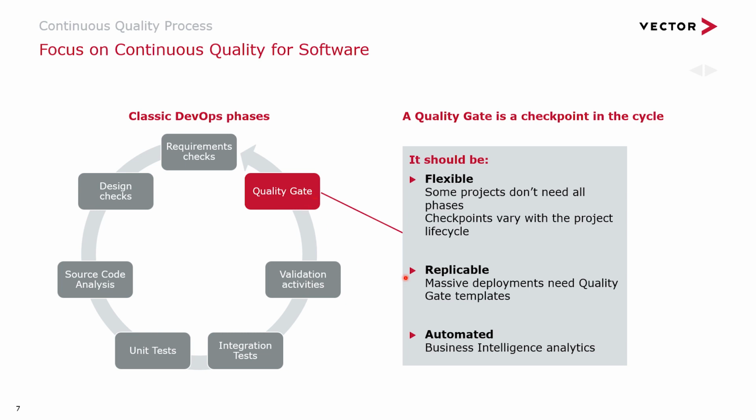It has to be replicable. If you spend the time defining a quality gate, it has to be relevant for a project, but it is also relevant for other projects. So it has to be applicable, replicable. And then, since we are in the DevOps environment here, obviously a quality gate has to be automated, fully automated, with no manual operation whatsoever.